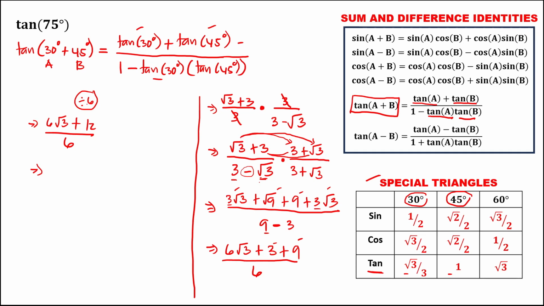So this 6 divided by 6, cancel. So this becomes square root of 3 plus 12 divided by 6, this is 2, then over 6 divided by 6, cancel, so this is 1. So the final answer is square root of 3 plus 2. So this is now the value for tangent 75 degrees.